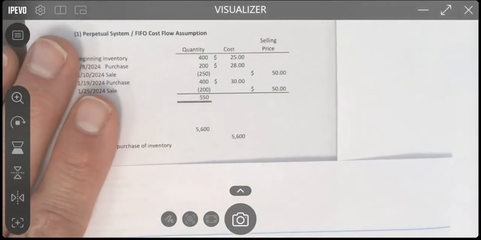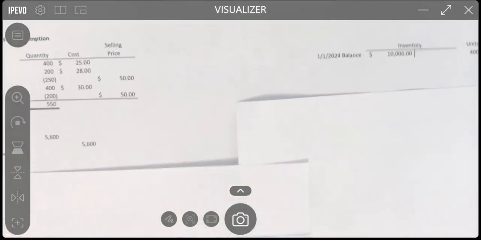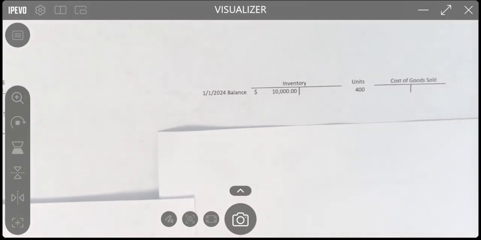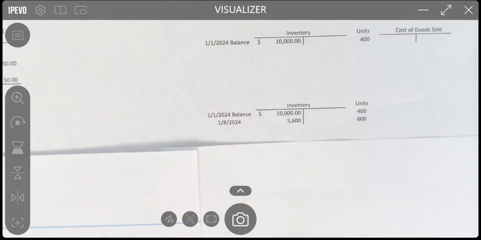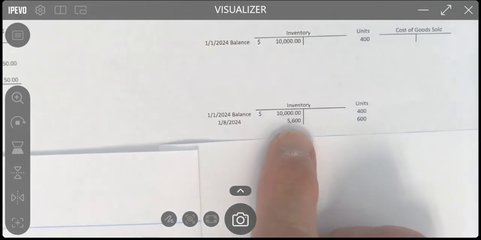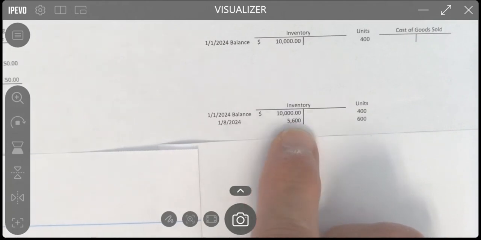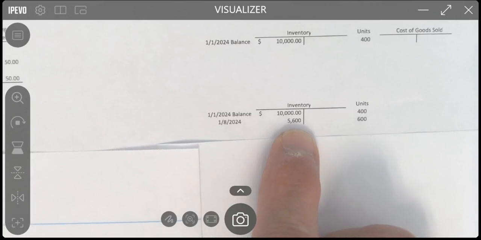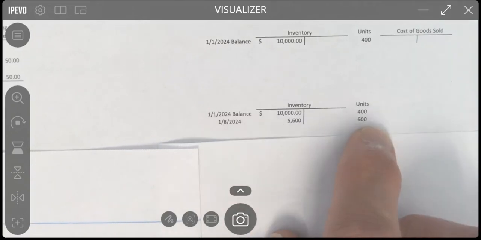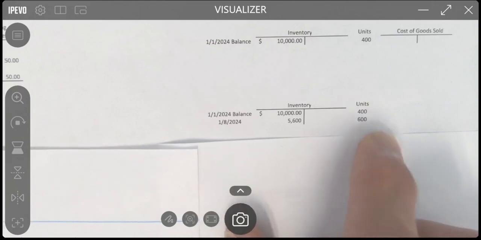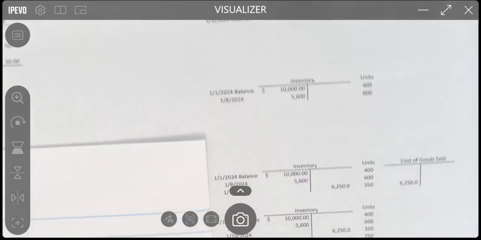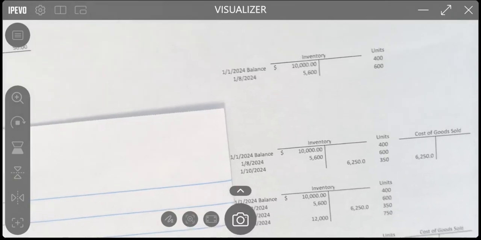So at this point, your ledger account started looking like that, and now looks like that, where we have the 400 at 25 is 10,000, and then we just added $5,600 more of cost. And then if you want to think about it in units, we have 600. All right. And that's after that purchase. On January 10th, we have a sale.